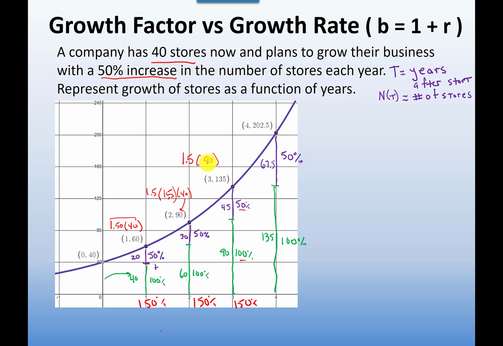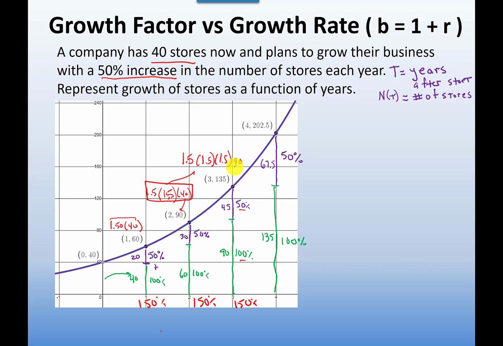1.5 times 90, I'm looking for this constant multiplier, but where did the 90 come from? The 90 came from here, which is this formula. So I'm going to plug that in for the 90. I'm going to take the 90 out and plug in this previous calculation. 1.5 times 90. Now, what's happening?